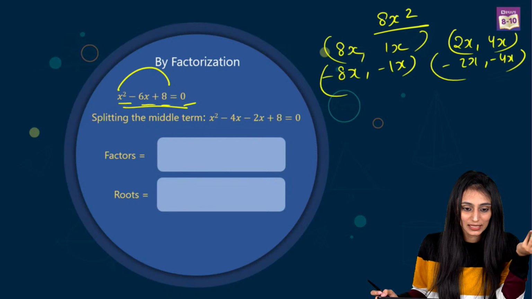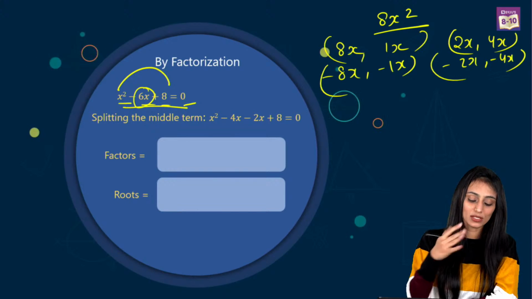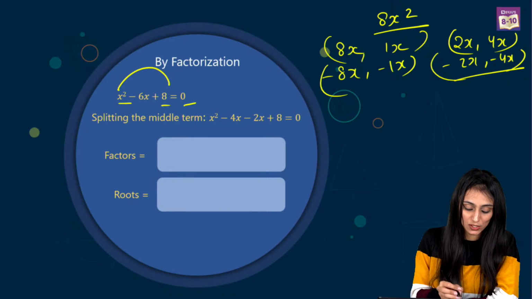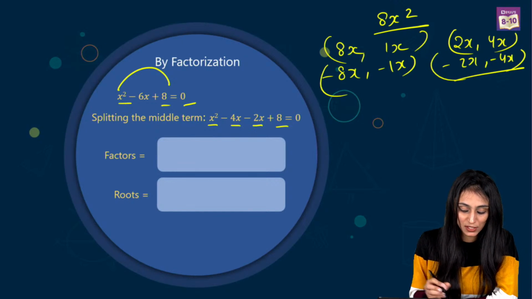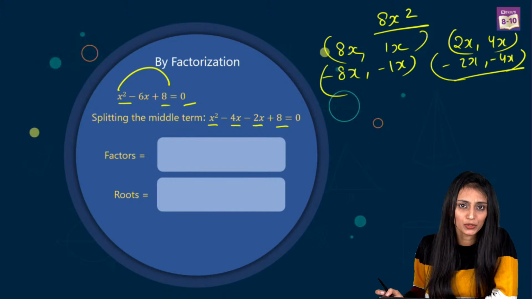No? Yes? So here, because I need minus 6x on adding or subtracting, which of these four pairs can I use? I can use minus 2x and minus 4x. So I'll simply write it here: x square minus 4x minus 2x plus 8 equal to 0. It's good for you to know that method. You should know it, whether it is there in your syllabus or not.